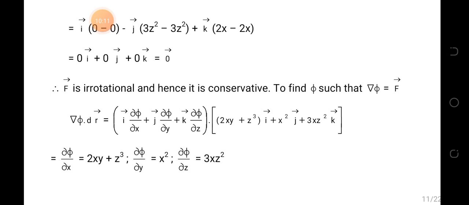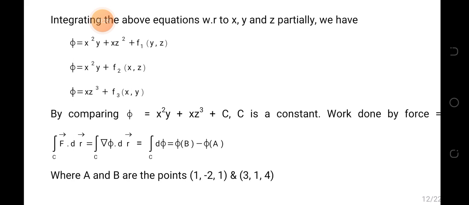And then you have to find the scalar potential. For that, f vector equal to del phi. So del phi dot dr vector, because we know f vector dot dr vector. Finally you are writing dou phi by dou x, dou phi by dou y, dou phi by dou z, and integrating these equations partially with respect to x, y, z. Then you will get phi equal to x square y plus x z square plus some constant.